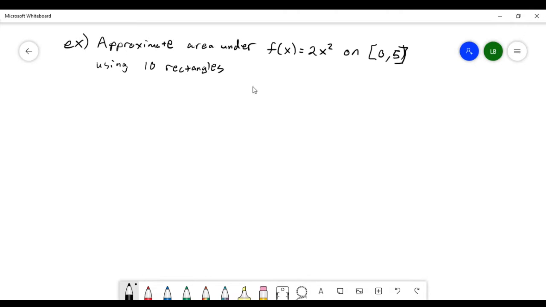So, if we drew a really quick picture, we would have our function. It's going to look something like this. Just a basic parabola. Let's say that this is 5. Then we would have a bunch of rectangles all like this. This is, of course, approximate. In fact, we're not even going to have solid 10 rectangles. We're probably going to end up with like 7. Okay, that looks good enough.